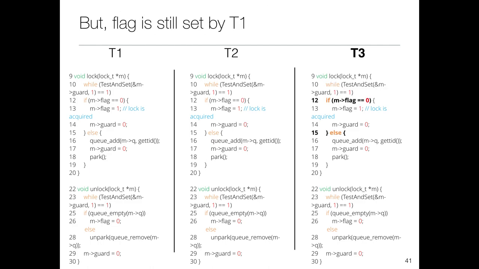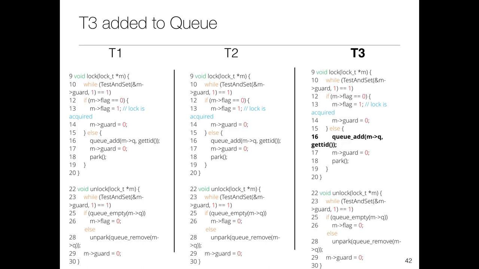T3 now tries to set the flag. But who holds the flag? Which thread holds the flag? T1 holds the flag, right? So T1 set flag to 1. So we check here if flag is equal to 0. It's not the case. So we enter into the else, which will now add T3 to the queue. Make sense? So T3 got the guard. T3 tried to set the flag, but it cannot set the flag because the flag is set by some other thread. So T3 will now add itself to the queue.